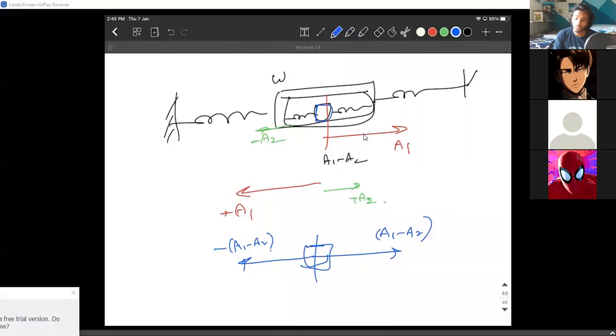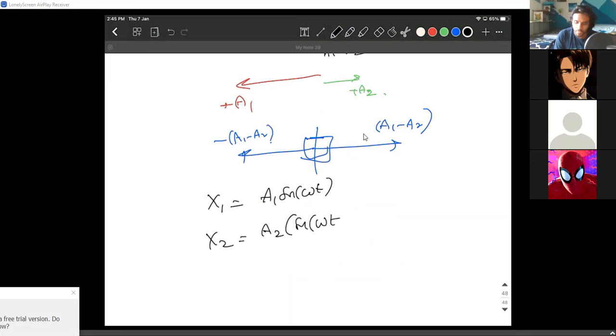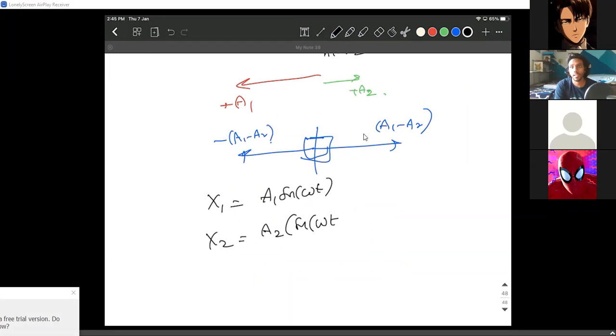That's all. Now, theoretically looking at it, one SHM equation must be A1 sine omega t. Can somebody tell me what the other SHM equation is? Aditya. So directly write it as A2 cos omega t, sir.